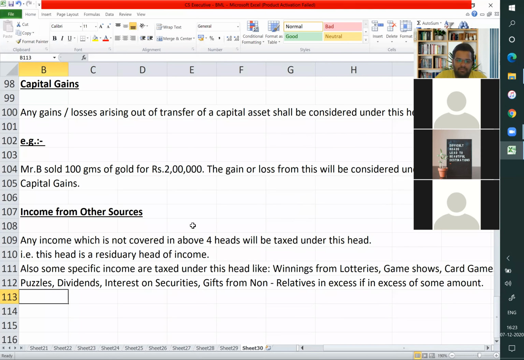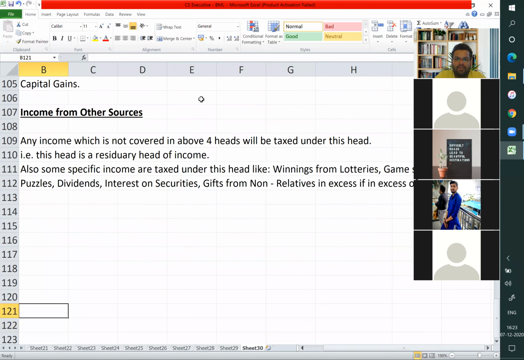Now, please understand. The sum total of these five heads, do you know what it will be called? You will not pay tax separately under every head. Please understand what will happen.